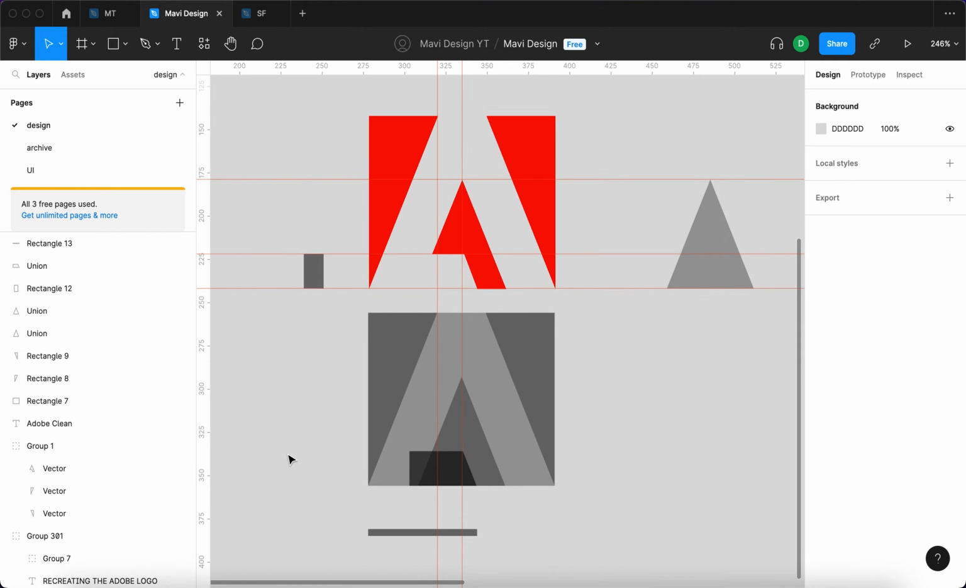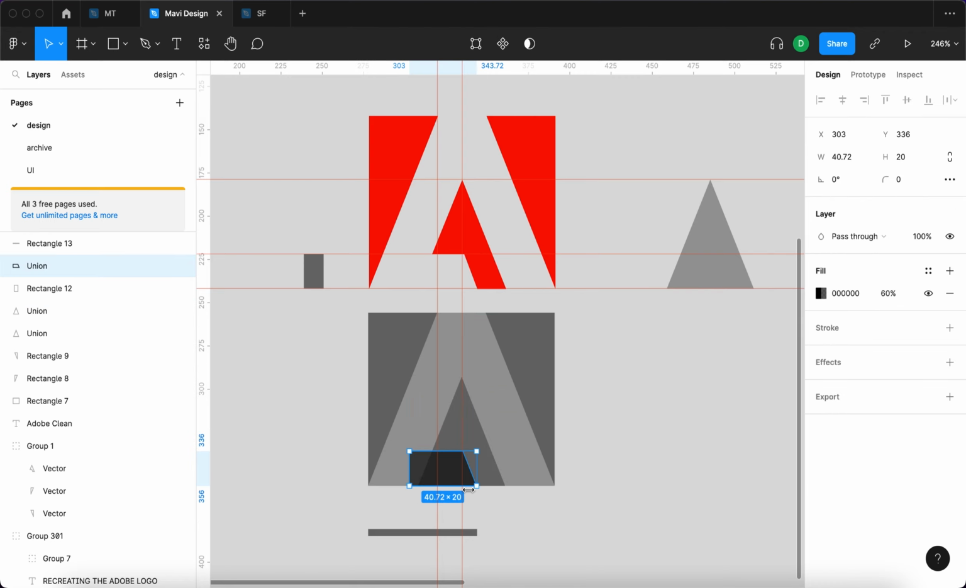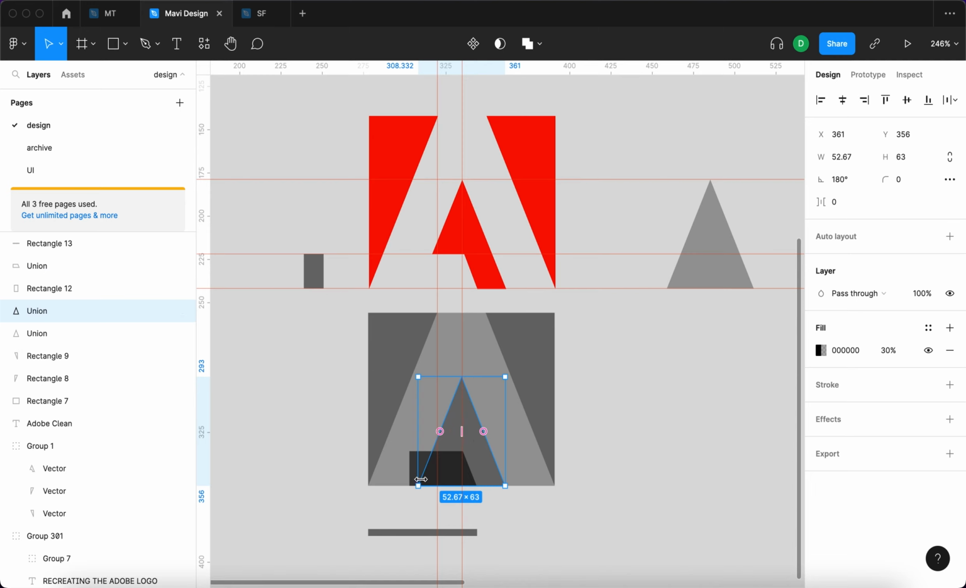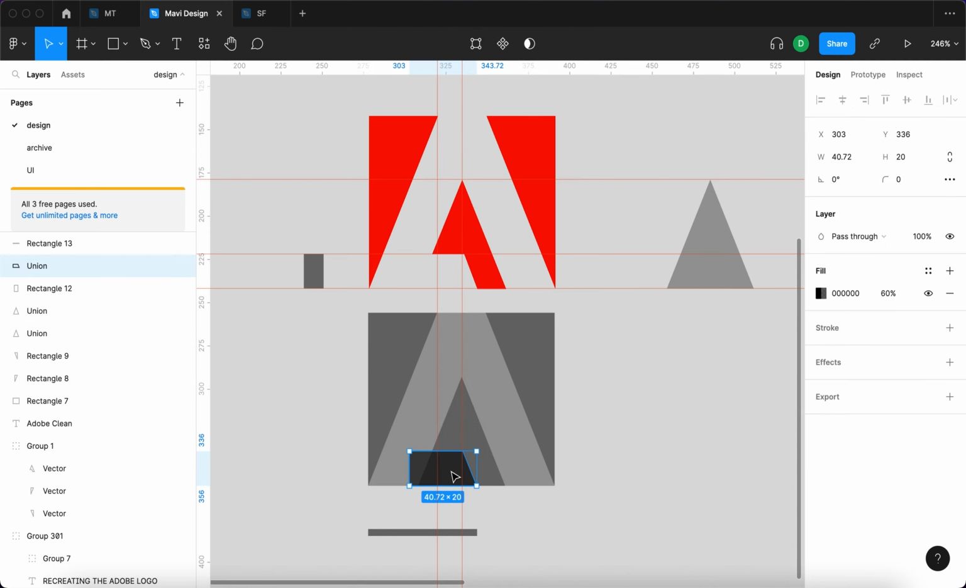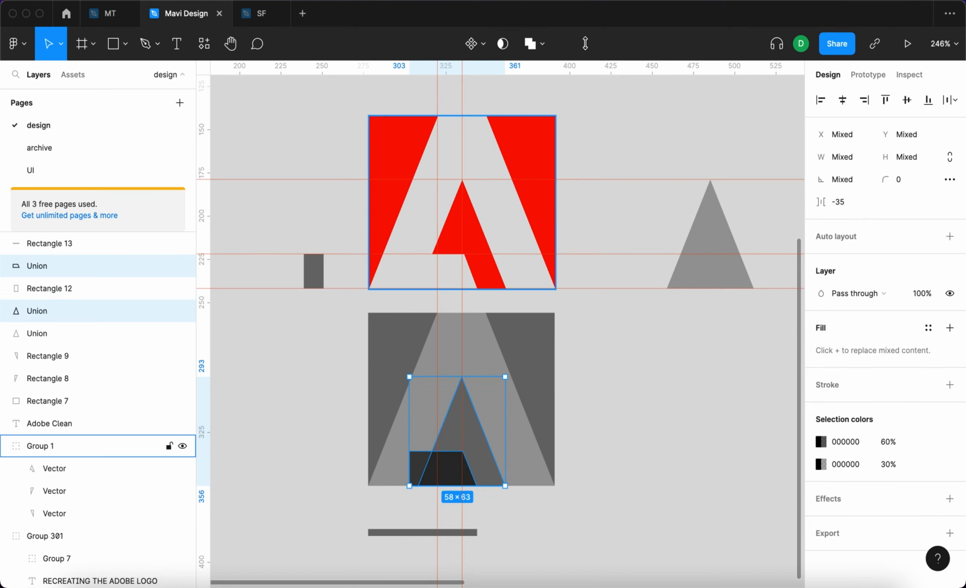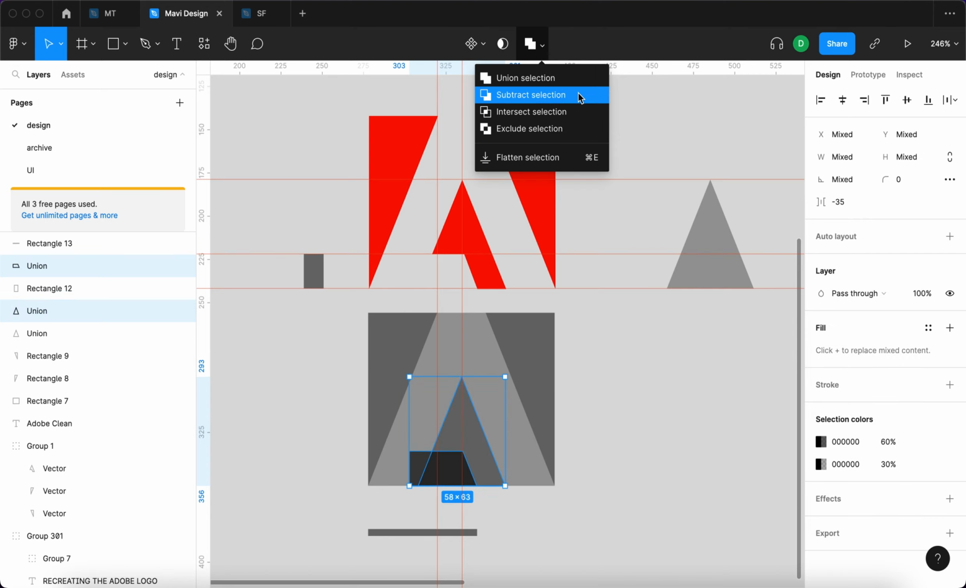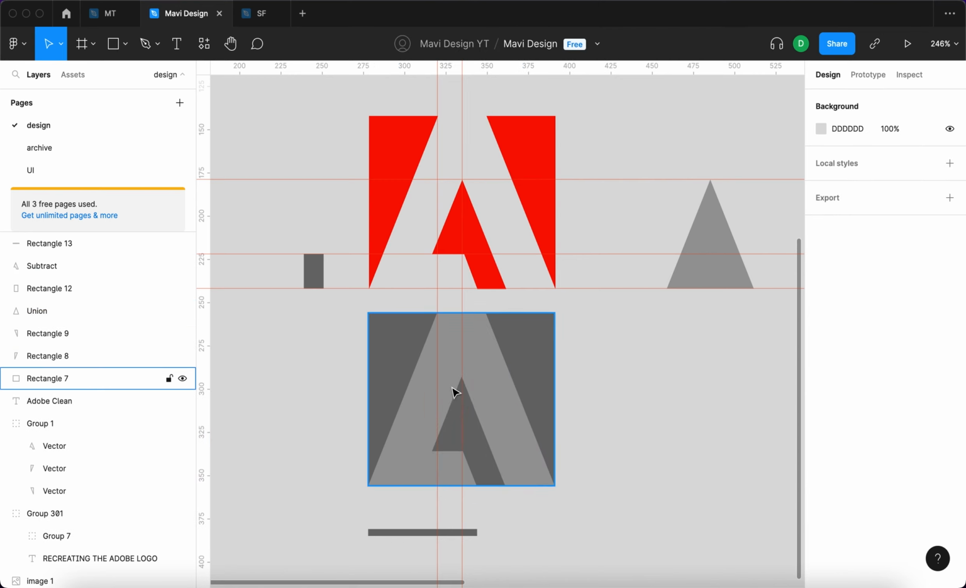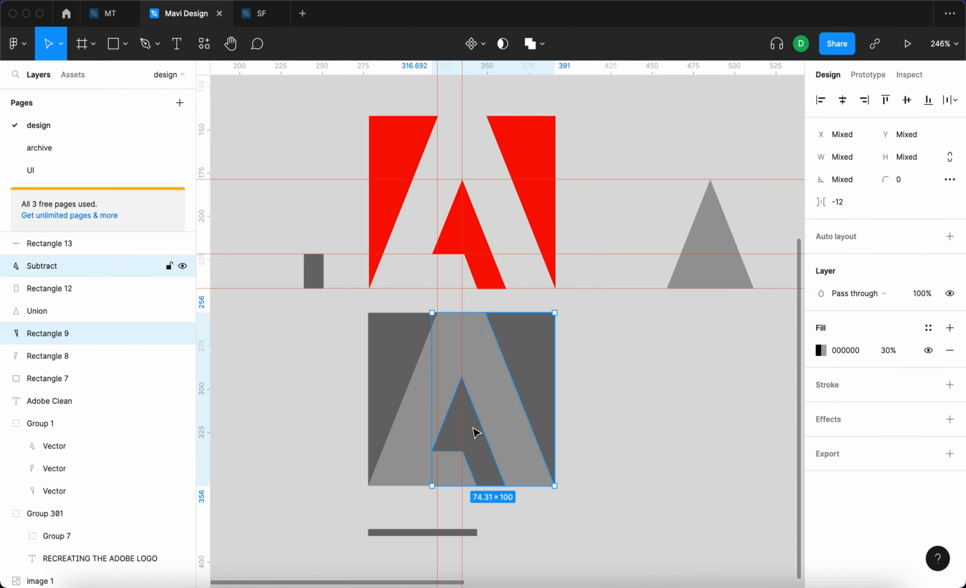What we need to do now is take this triangle, and using this shape right here in this precise position, we're gonna cut through this shape, right? So let me select it, select the triangle, and then go to this menu and say Subtract Selection. And as you can see, we have arrived at this precise shape that is in the original logo. And we are basically there, right? We are basically finished.